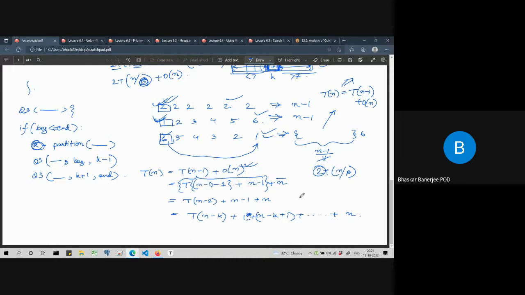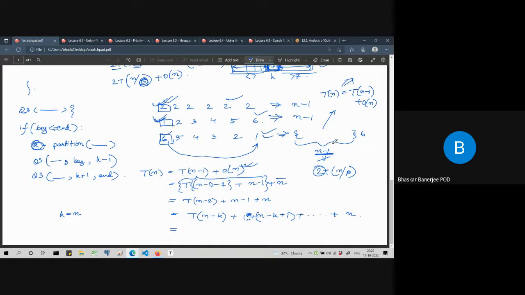So we are decreasing it. Now when will this T of n minus k reach my base case condition? When k is equal to n, what would happen? When k is equal to n, I have reached the end of the array, a single element. I'm breaking by 1, so every step I'm getting a size of n-1.